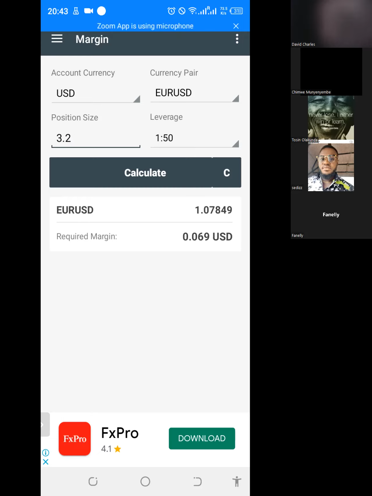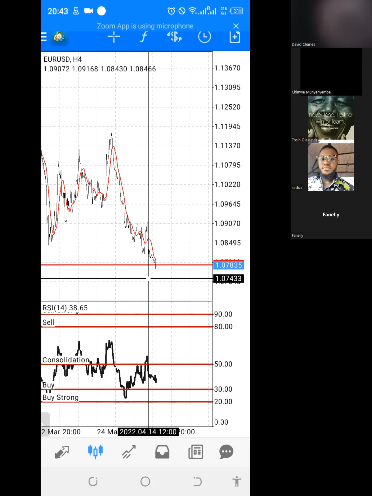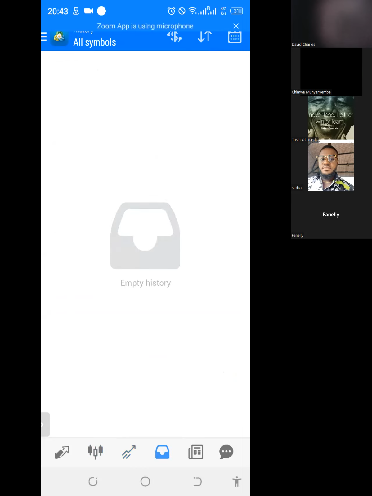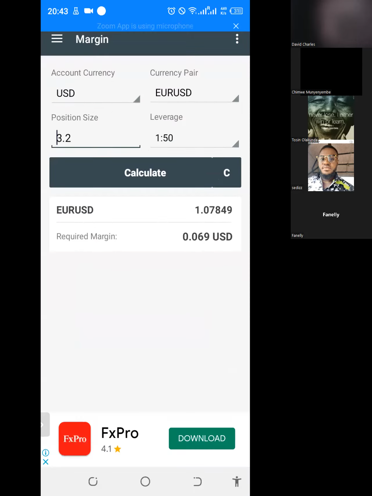So why do we need this? We need this because of this part here, the margin. We need to see the margin that we have. Just that I don't have running trades. I think I was going to show it in a better way if I had running trades. I was going to show there's margin percentage and everything. There's free margin percentage and everything. So this is the margin percentage that you need, the 0.06.